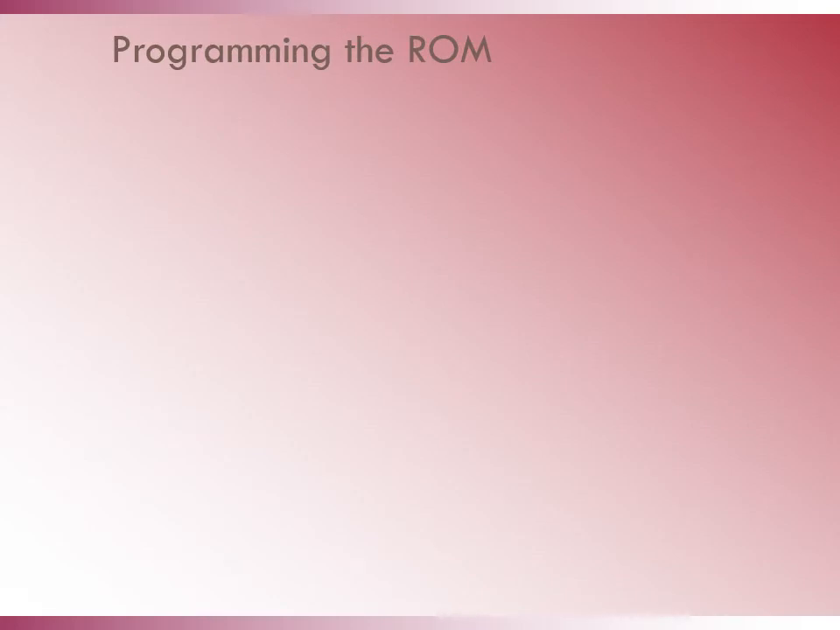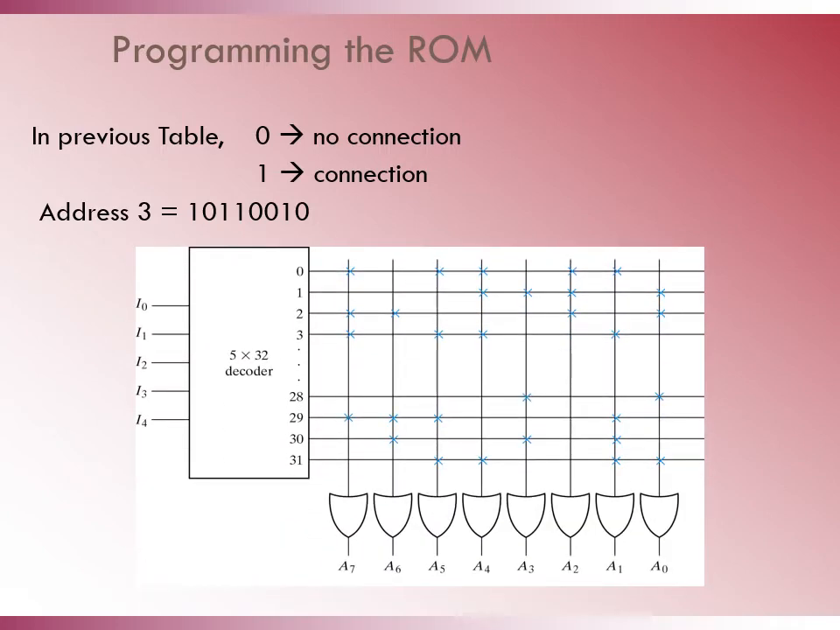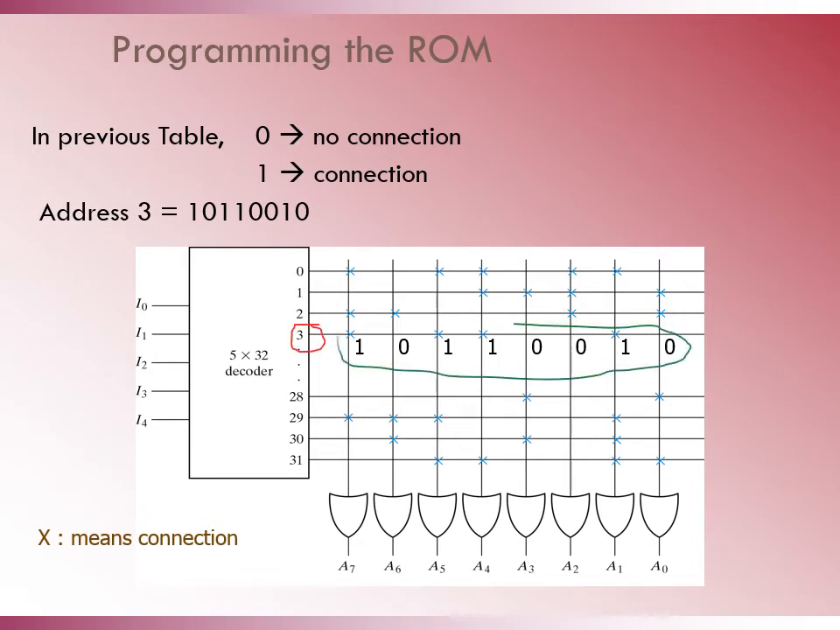Now, for programming the ROM, as per the ROM programming table given in the previous slide, we recall that a 0 means no connection, whereas a 1 in the truth table means a connection has to be made. Now the data to be stored at address 3 is 10110010. This is implemented with the help of this circuit diagram. In this circuit diagram, the output at address 3 is storing the data 10110010. Wherever crossover points are there, if the data stored is 1, then the connection has been made, else for data 0 there is no connection.